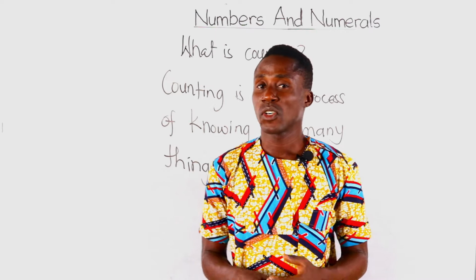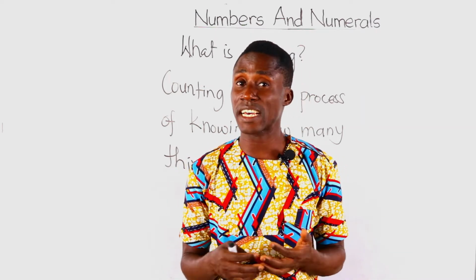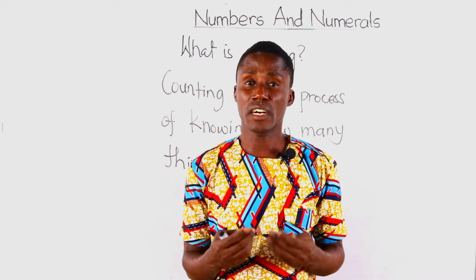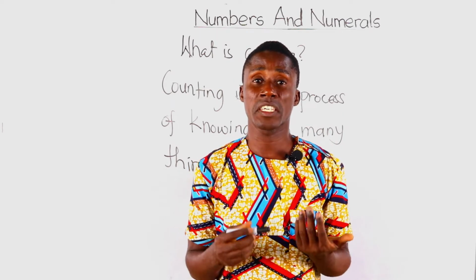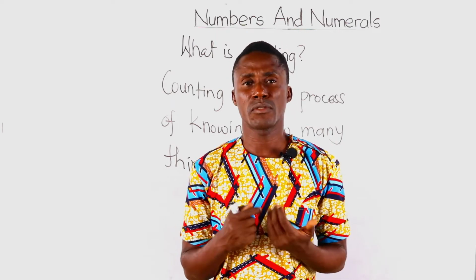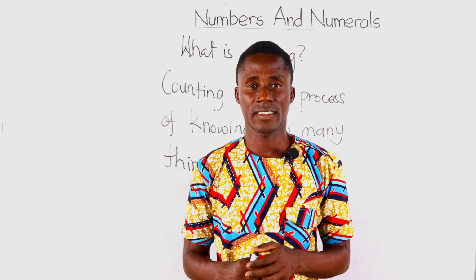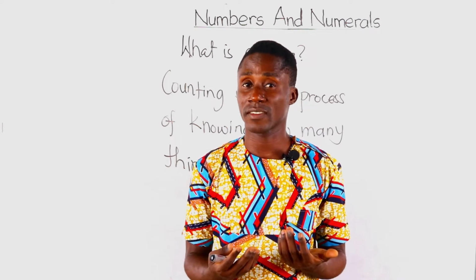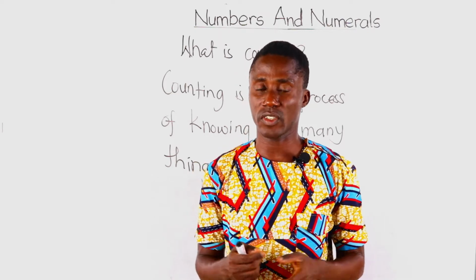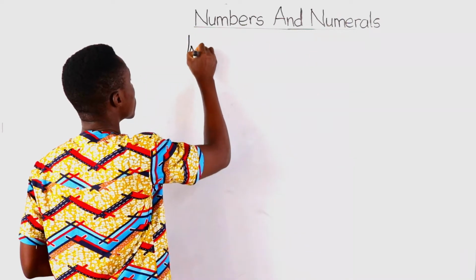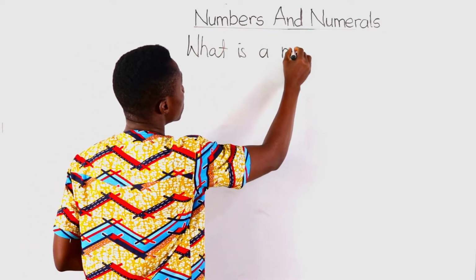All right, so now we know what is counting. Now, after we do something, we get a result, right? Everything that we do, we get a result. And when we count, we get a result. The result that we get after counting is called a number. So what is a number? Let's write that question and let's give an answer to it. What is a number?